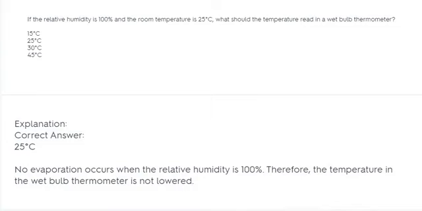If the relative humidity is 100% and the room temperature is 25 degrees Celsius, what should the temperature read in a wet bulb thermometer? 15 degrees Celsius, 25 degrees Celsius, 30 degrees Celsius, 45 degrees Celsius. Explanation. Correct answer: 25 degrees Celsius. No evaporation occurs when the relative humidity is 100%. Therefore, the temperature in the wet bulb thermometer is not lowered.